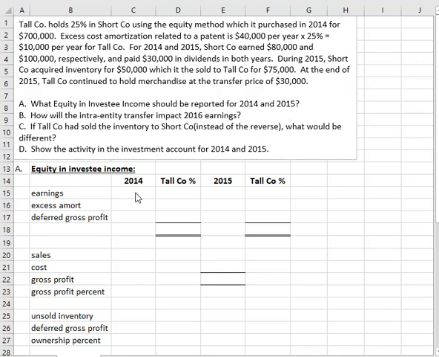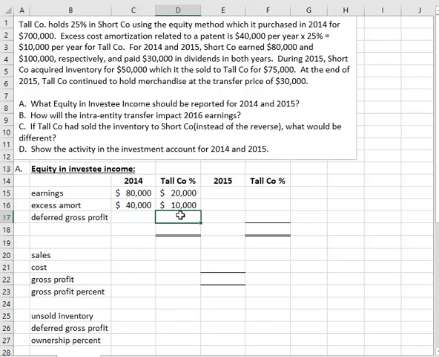So let's go ahead and do this for 2014. For Tall Company, the 100% of earnings in 2014 was 80,000. And what is their percent? Their percent is 25% of that. So that's going to be a positive number. Now we're going to remove the excess amortization, which they tell us here is 40,000, of which a fourth goes to Tall Company. So 40,000 is the 100%, and then the 25% that belongs to Tall. That's going to be a negative. You can put it in as a negative if you like.